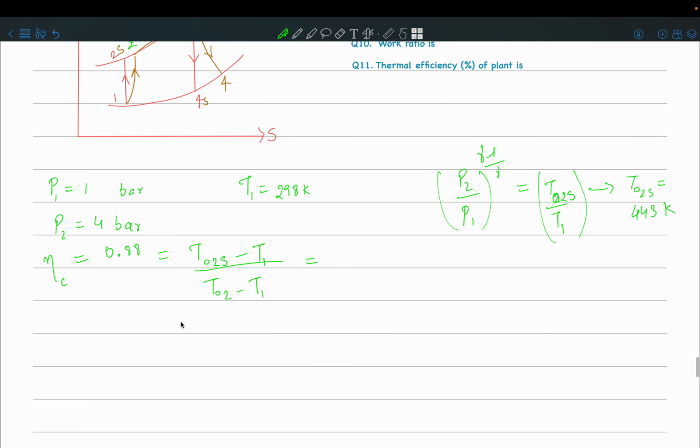So now using this eta C definition, we can find what is T02. What would that be? Yeah, so I'll write approximately 463 Kelvin. Okay.